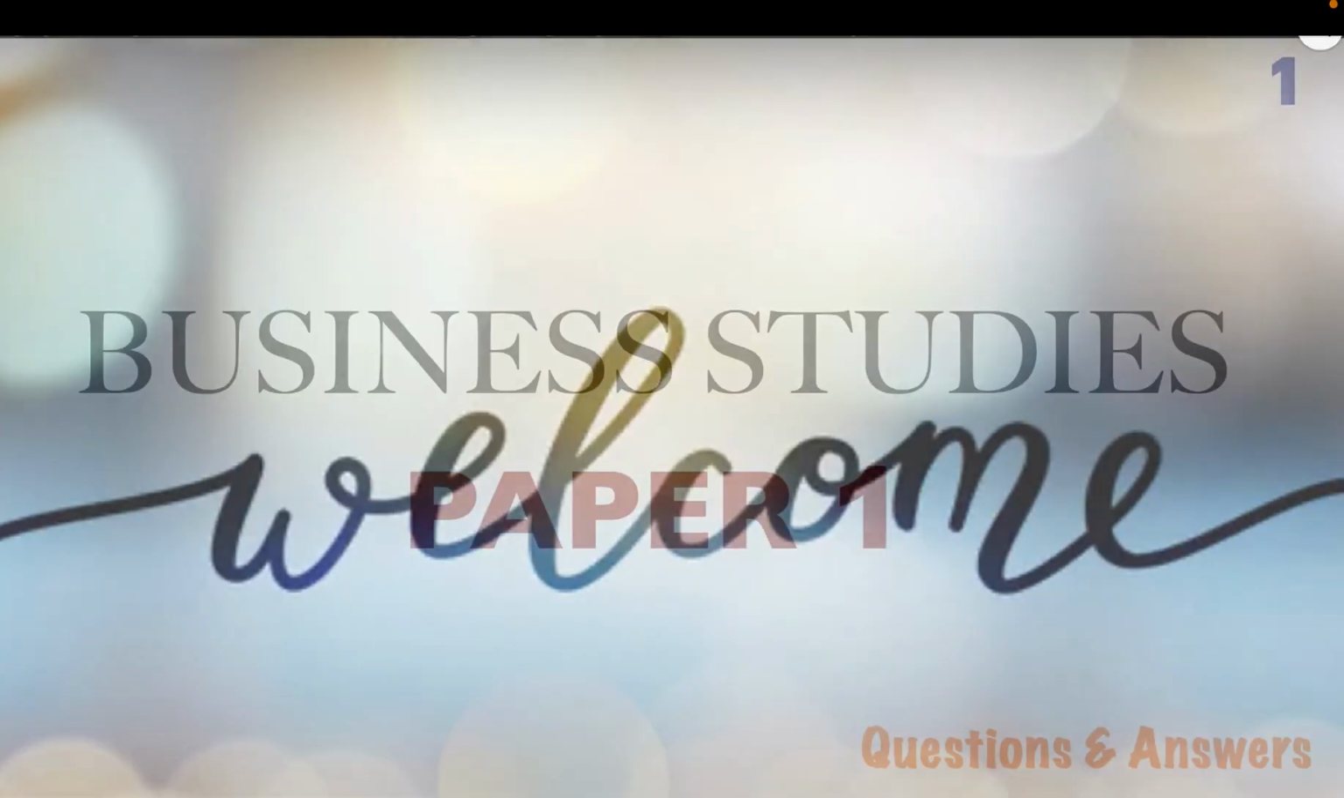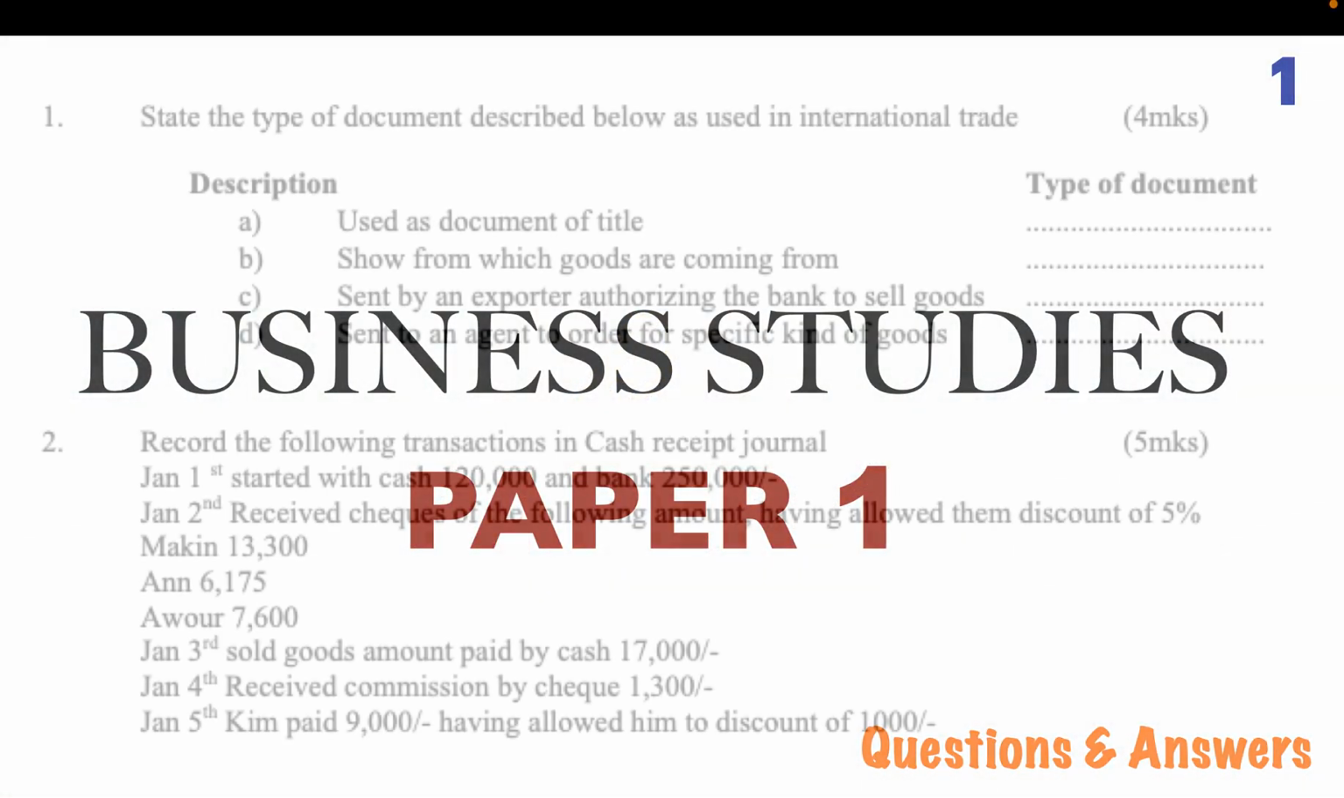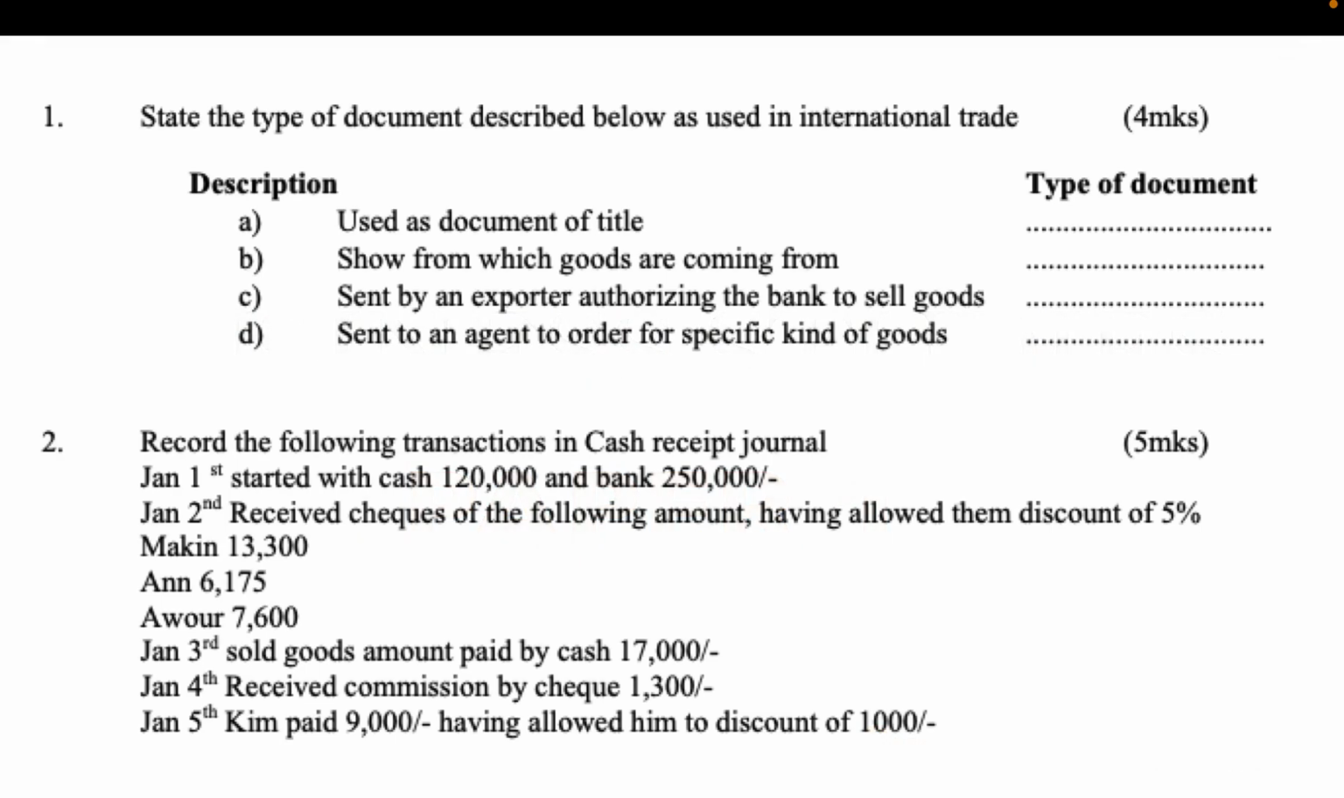State the type of document described below as used in international trade, 4 marks. Used as a document of title. Shows where the goods are coming from. Sent by an exporter authorizing the bank to sell. Sent to an agent to order a specific kind of goods.